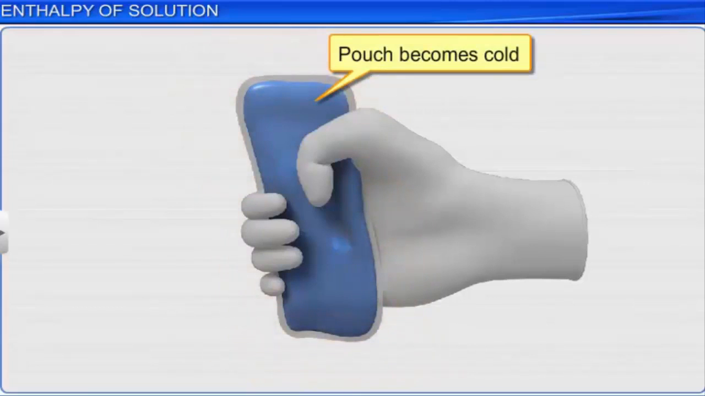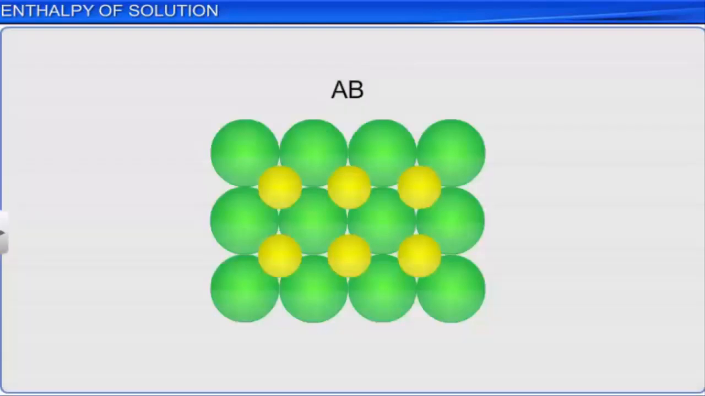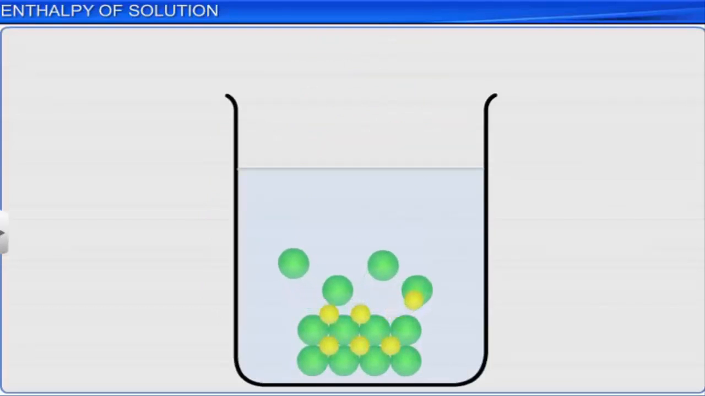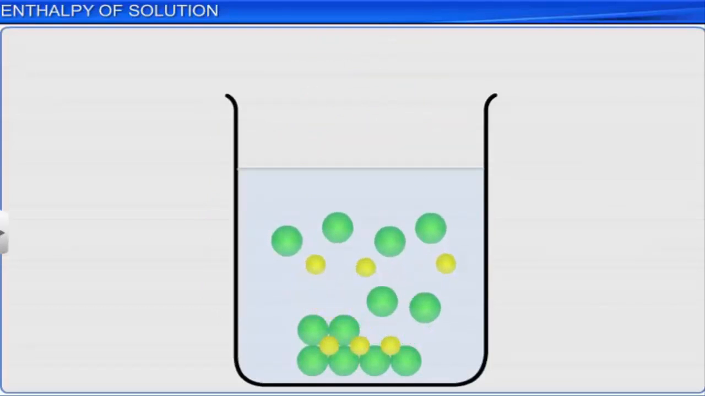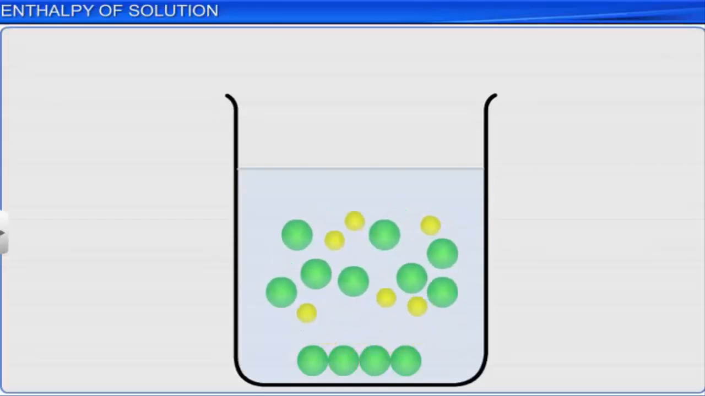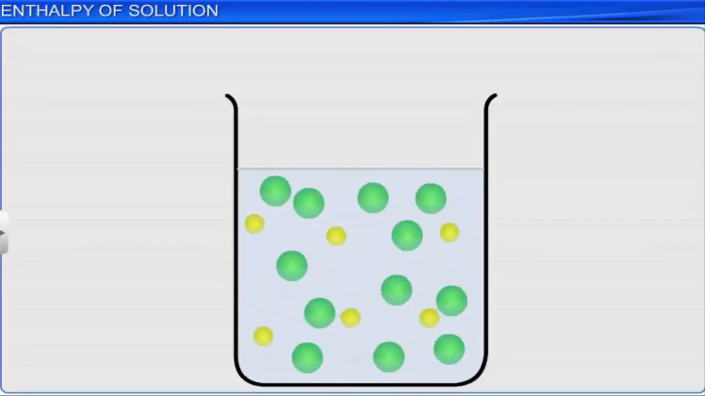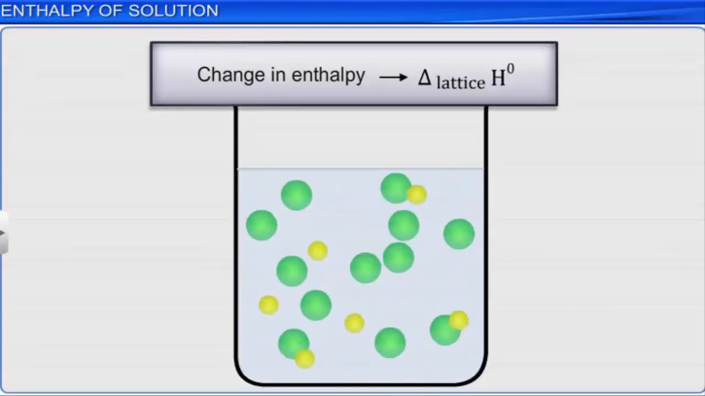The amount of heat energy released or absorbed when 1 mole of a substance dissolves in a specified amount of solvent is known as enthalpy of solution. For example, the ions of an ionic compound, AB, are held together by electrostatic forces of attraction. When it is dissolved in a solvent, its ions leave their ordered positions on the crystal lattice. A certain amount of energy is required for conversion of an ionic compound to its ions. This energy is known as lattice enthalpy and is denoted by delta lattice H0.